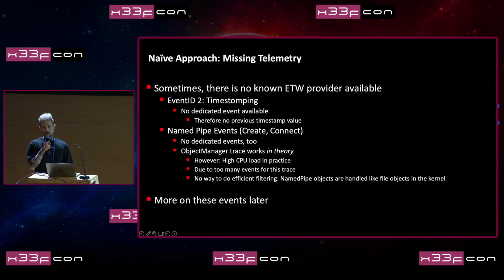And that's happening because named pipes are treated like files in the kernel. So if you're looking for named pipe events, you're basically getting all file events as well. And 99% of them are trash for us, and we have to throw them away. And basically, there's no way to do efficient pre-filtering.